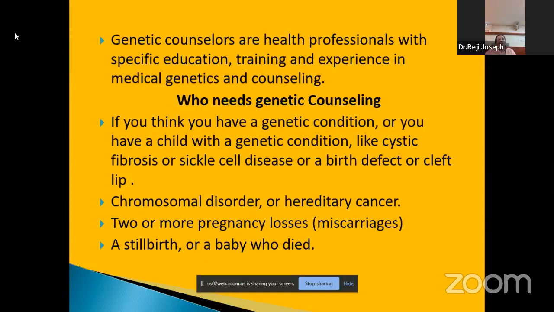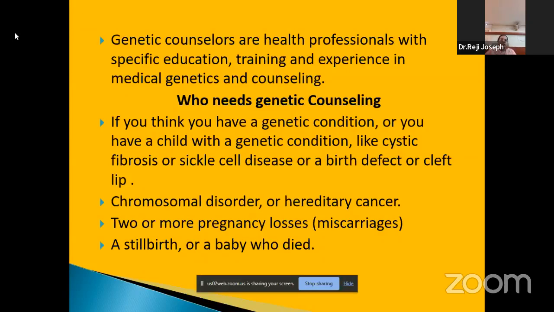numerical or structural, in which the structural disorders can be a deletion, duplication, translocation, or inversion. Deletion is the loss of a part of a chromosome. You have two arms of chromosomes, the short arm and the long arm. If there is a deletion in either one of the chromosomal arms, we call it a deletion. Duplication is when the chromosome gets duplicated. Inversion, it gets inverted by 360 degrees. And translocation is when an arm or a part of a chromosome gets translocated to some other chromosome.